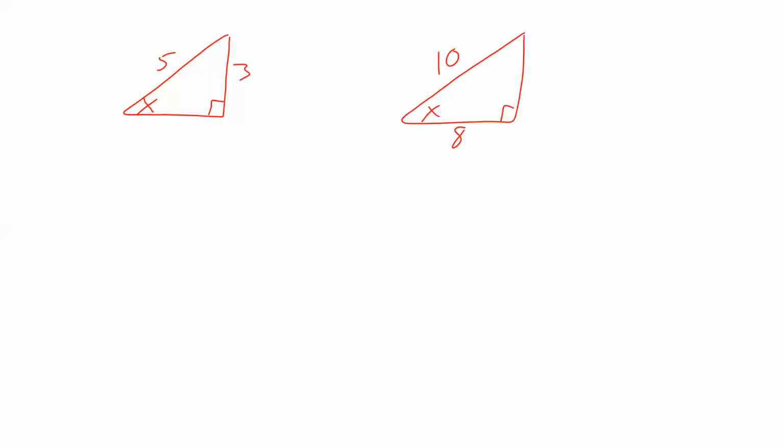For the next one. So now, solving for some missing pieces. I have two different triangles here, and I have an angle that's missing. I need to solve for that missing angle. So, how do we solve for it? I have an angle that's missing, right? That's what I need to solve for. This x. What parts do I have labeled?